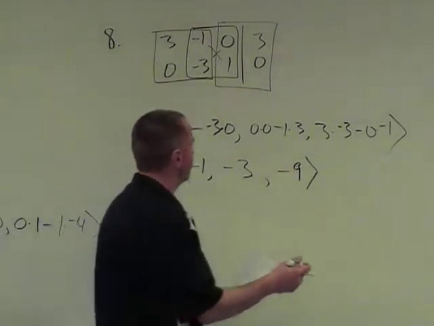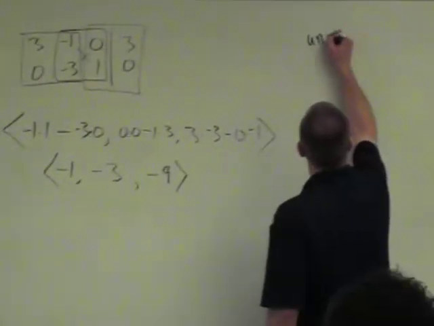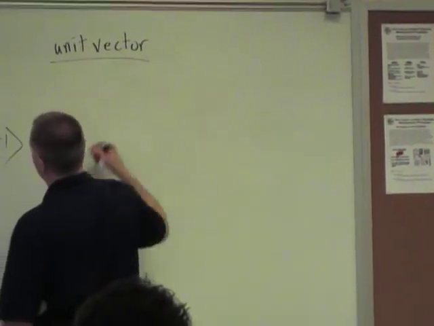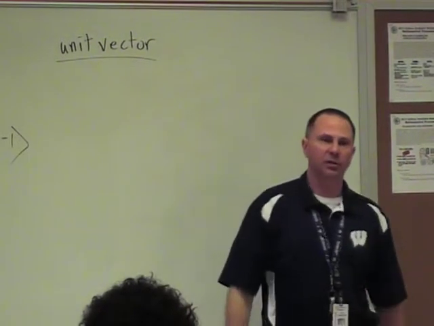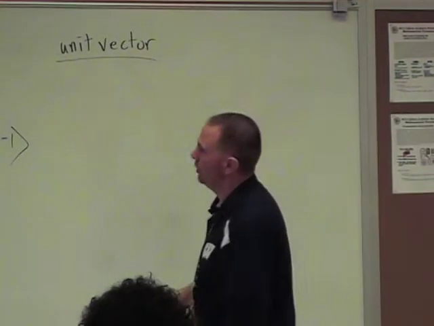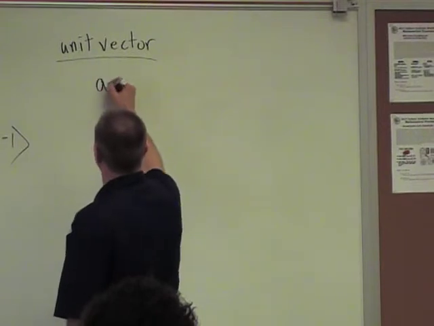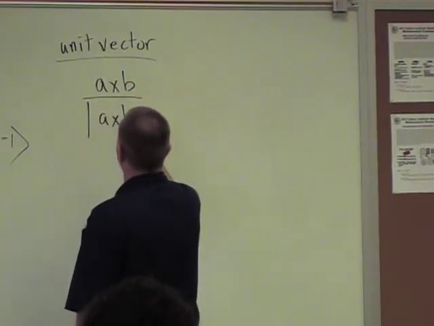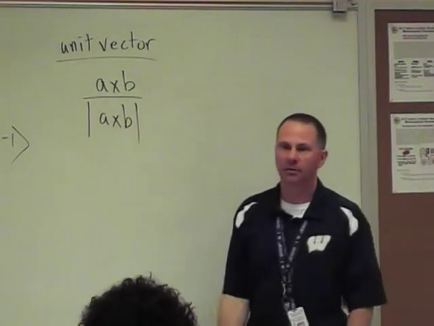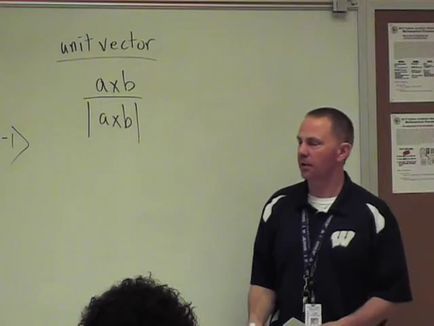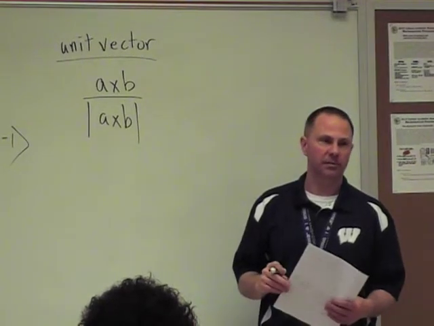Now we're going to look for the unit vector. Notice we've had polar coordinates and we've had the unit circle. Well, we have unit vectors too. Okay, but it's just a formula. And there's not much to it. So the unit vector is the cross product over the magnitude of the cross product.